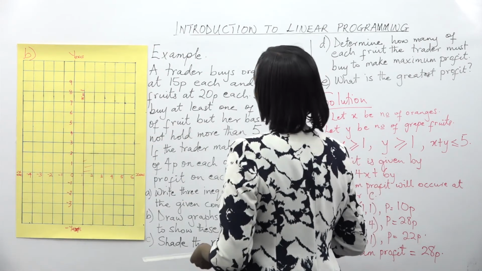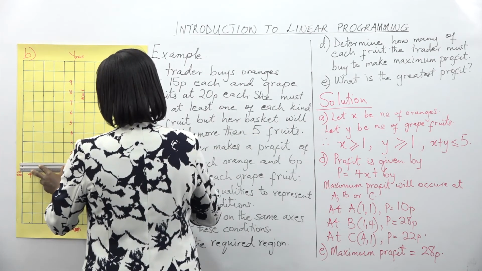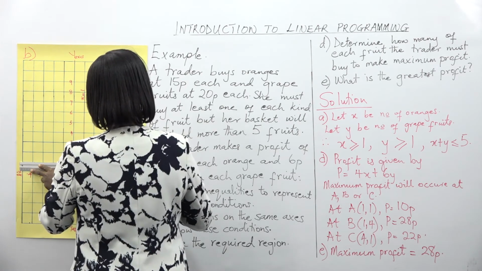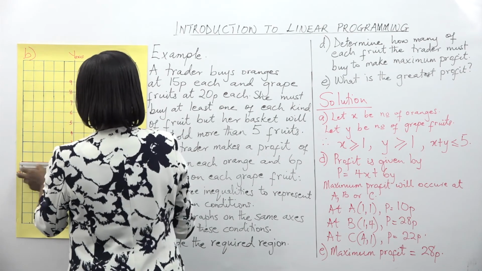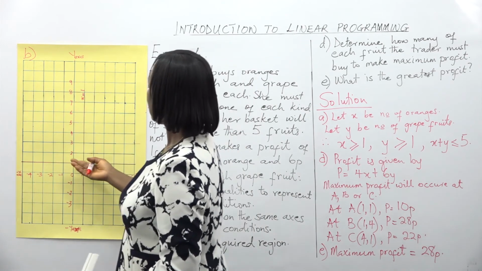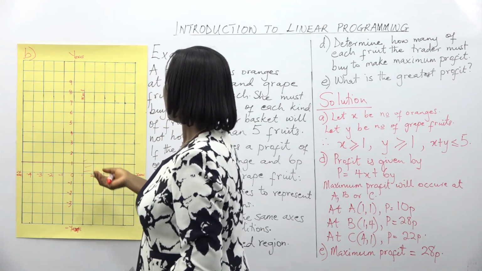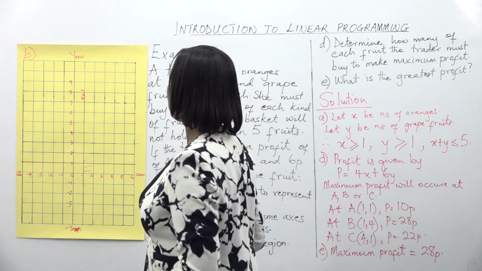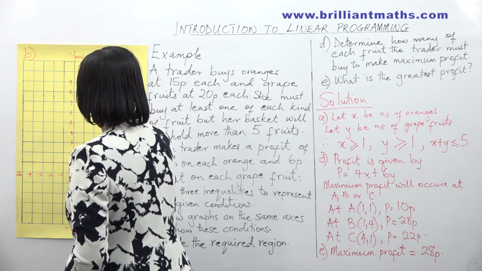Y is greater than or equal to 1. So here, Y is equal to 1. That's the line Y is equal to 1. So Y is greater than or equal to 1 is a region above 1, greater than or equal to. So this is our region.